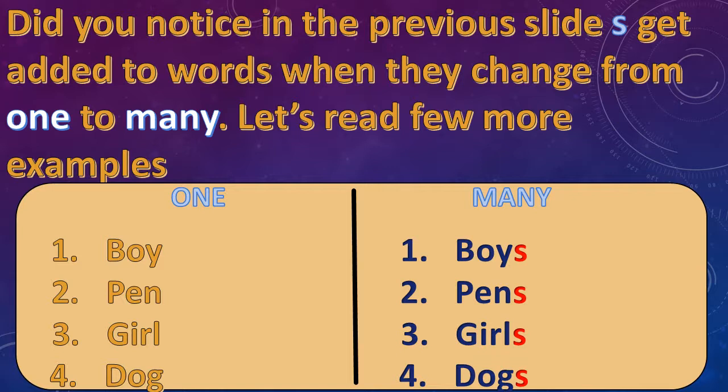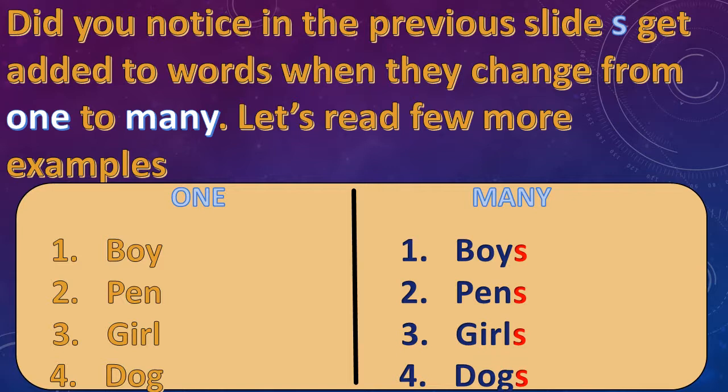Dog, a dog, means one dog. When we change it to many, we add S, and the moment we add S, it becomes dogs. Dogs means more than one dog. More than one dog means two dogs, three dogs, maybe ten dogs, or maybe twenty dogs, many dogs. All right, children?